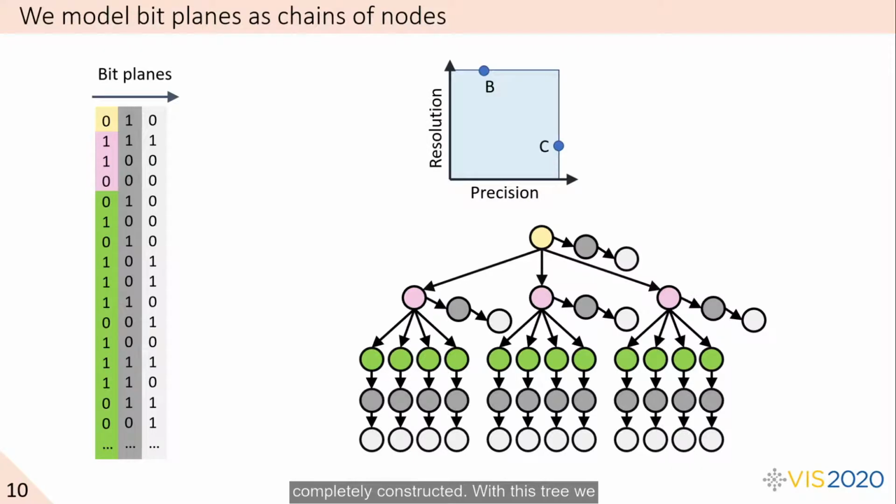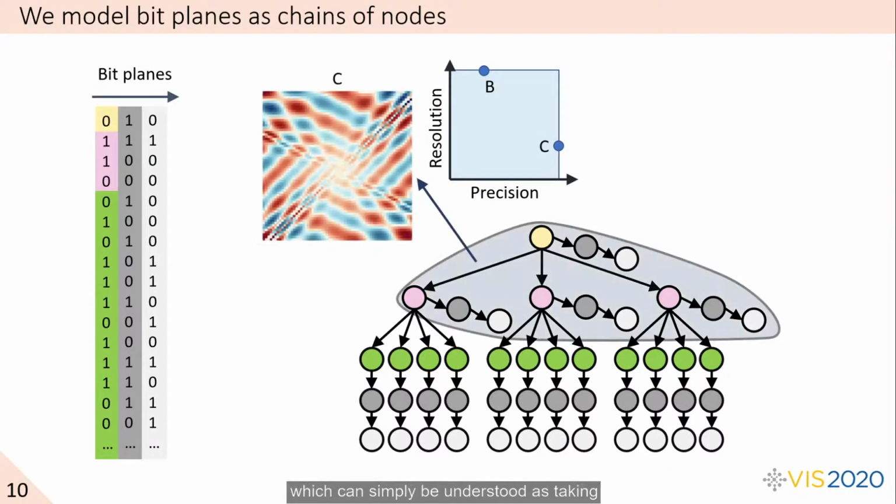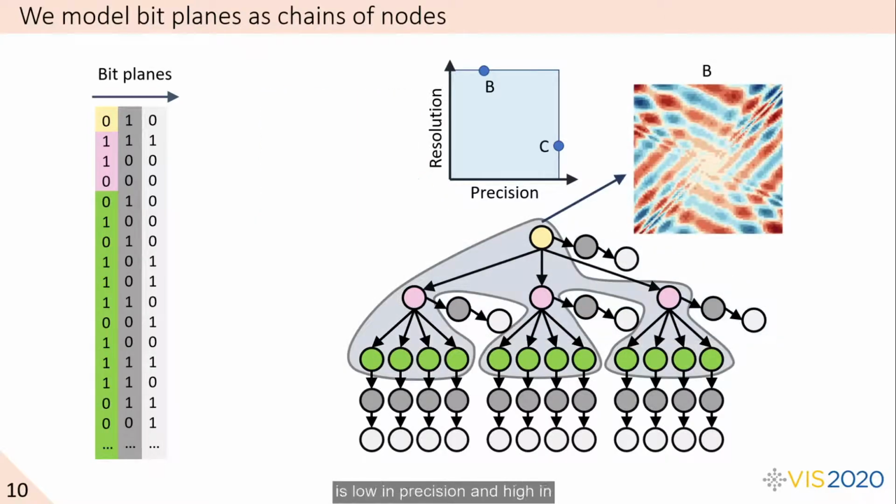With this tree, we can take a cut, which can simply be understood as taking a connected set of nodes that contains the root. Each cut corresponds to some approximation of the original field. For example, this cut here gives the approximation C that is low in resolution but high in precision, because we take only the first 2 resolution levels, but all the bit planes. On the other hand, this approximation B is low in precision and high in resolution, because in the cut we take all the resolution levels, but only the first bit plane.